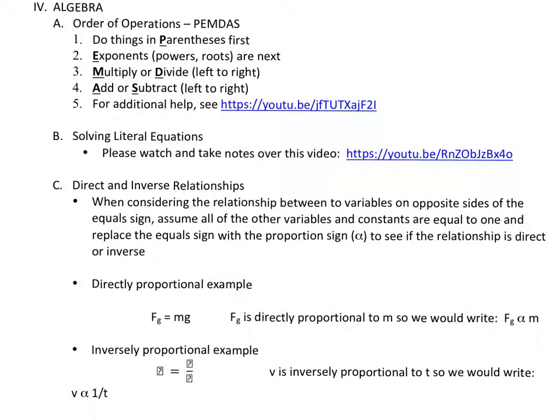The last part of our outline for Chapter 1 is going to be an algebra review. So if you do not know the order of operations, which is sometimes abbreviated with PEMDAS, these are the steps. You do everything in parentheses first, then the E is for exponents, which means powers, square roots, anything like that, and then multiply and divide, and that goes from left to right, and then finally you would add or subtract from left to right.